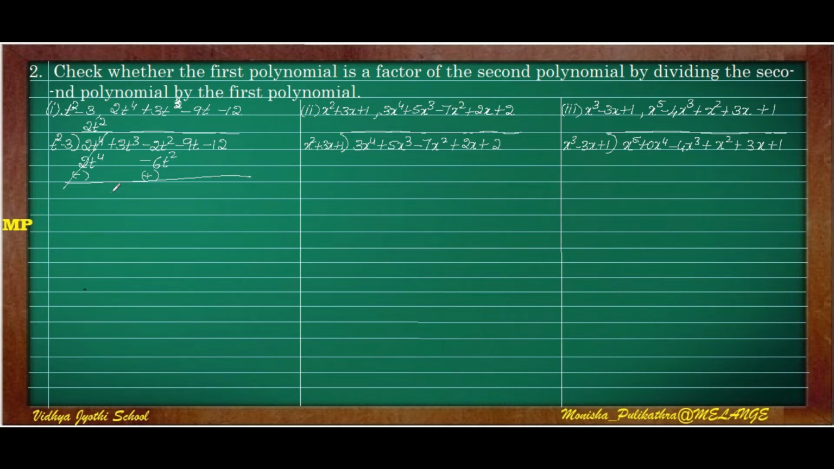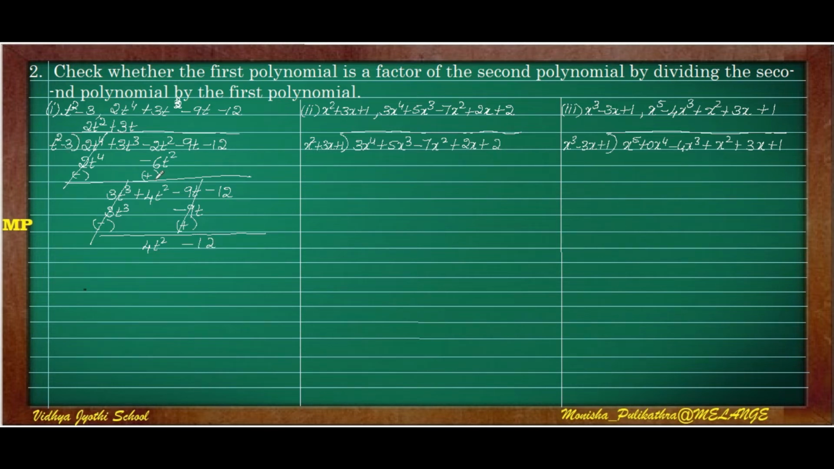This will get cancelled. Remaining will be 3t cube, minus into plus is minus, we have to subtract it, but the larger number sign is plus. So 4t square minus 9t minus 12 as it is. Now t square to become 3t cube, we have to multiply it with 3t. So t square into 3t is 3t cube, minus 3 3s are 9, so minus 9t. Change the sign. So this and this will get cancelled. Remaining will be 4t square minus 12.